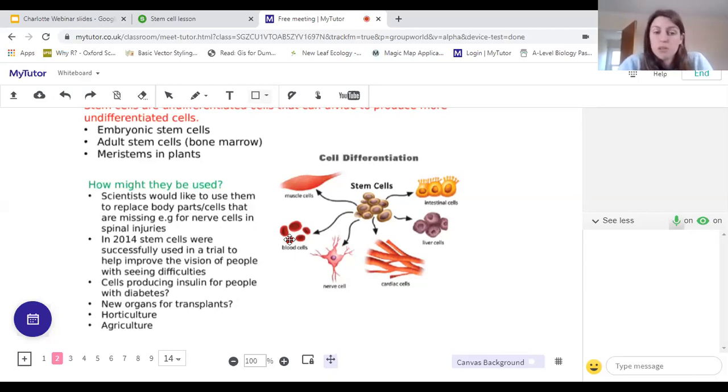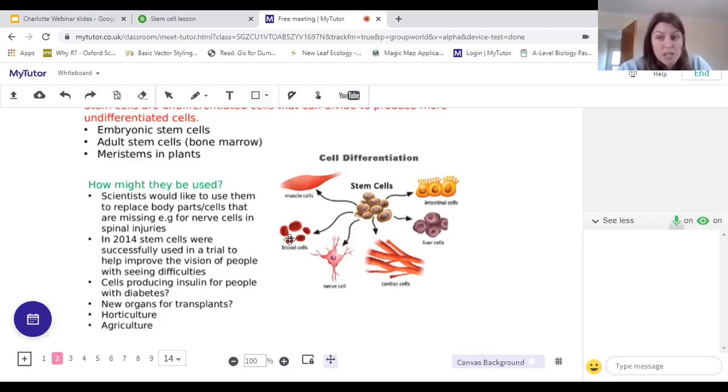In 2014, stem cells were successfully used in a trial to help improve the vision of people with seeing difficulties. So sometimes you can have a visual condition that blurs some of the image that you're seeing. So for example, you might have a blurry bit in the middle of your field of view. And stem cells were used to help kind of reduce that blurriness and improve the overall vision of people, which was really cool.